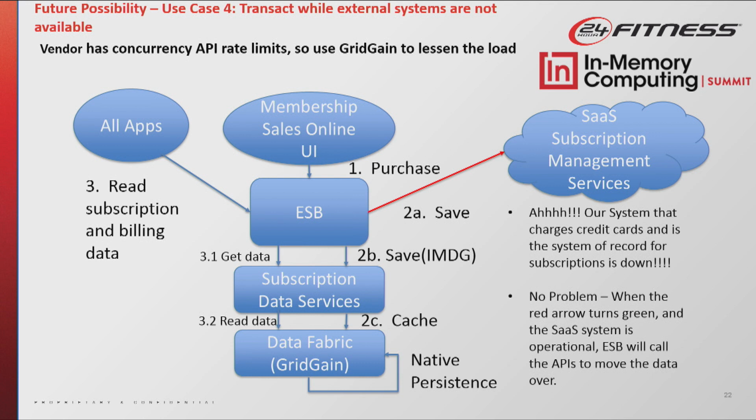But this is the best we can do, and we can't always do the reads against this, because the slide I showed with the concurrency rate limits was for this subscription management system. If we did all of our reads, we have a bunch of apps, and a website, and a mobile app, and 450 clubs, we would hit that rate limit and shut ourselves down for 2 minutes. So we can't accept that. Does that answer your question?